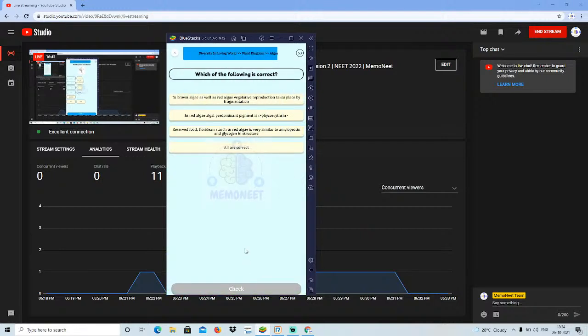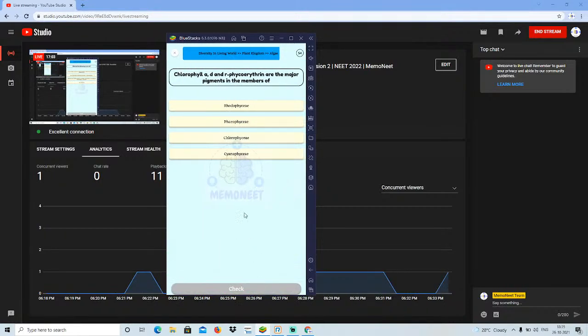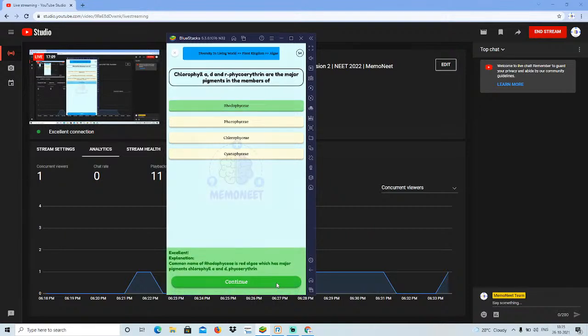Which of the following is correct? In brown algae as well as red algae, vegetative reproduction takes place by fragmentation. That's true. In red algae, the predominant pigment is R-phycoerythrin. The reserve food floridean starch in red algae is very similar to amylopectin and glycogen in structure. These three lines come in the first paragraph of red algae. Chlorophyll a, d, and R-phycoerythrin are major pigments in the members of Rhodophyceae, that is red algae.